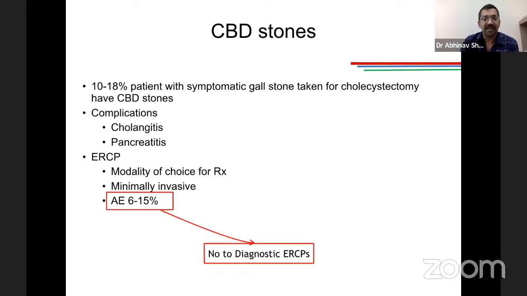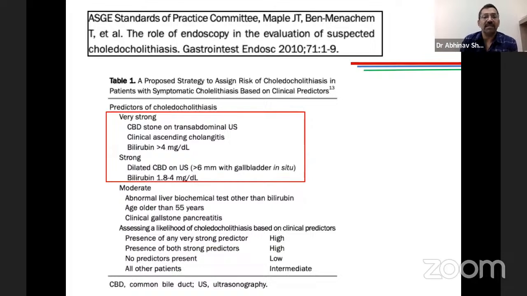So the kind of serious adverse events ERCP might lead to has dictated that we should be saying no to diagnostic ERCP, and with MRCP and EUS, it has almost been eliminated. Now these are the old recommendations. Since we have to choose our patients very wisely, whether a patient has CBD stone concomitant with gallstone or not, our suspicion has to be strong on the basis of these parameters.